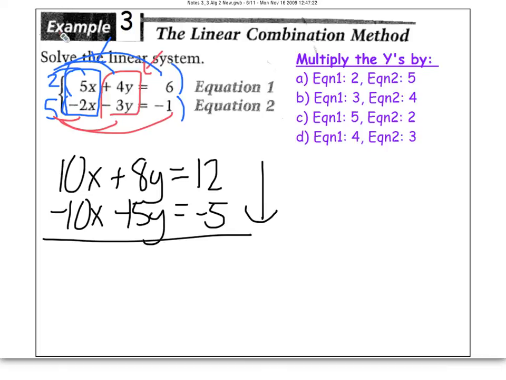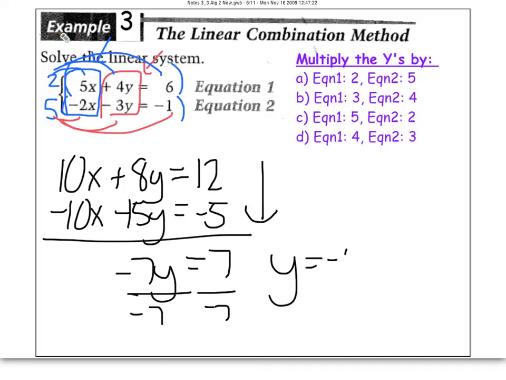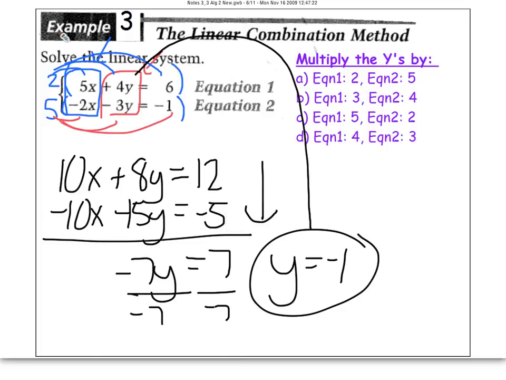Add down. X's become 0. 8y minus 15y is negative 7y. 12 minus 5 is 7. Divide by negative 7. Y is going to be negative 1. Okay, if y is negative 1, I'm going to take that answer and I'm going to put it right there, and then I'll solve for x.